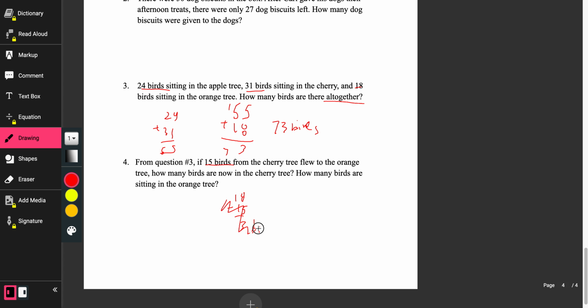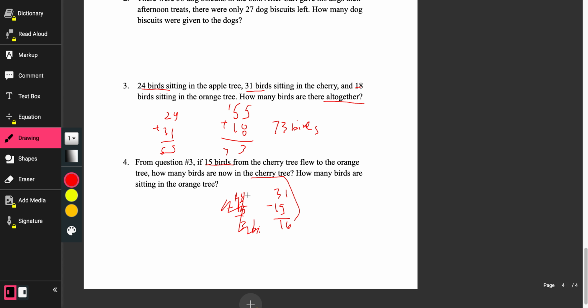Sorry. I read this wrong. From the cherry tree, 15 flew to the orange tree, so how many birds are on the cherry tree? Sorry. It's not going to be 18 minus 15. It's going to be 31 minus 15, and that's going to be 16. So 16 birds are now on the cherry tree.